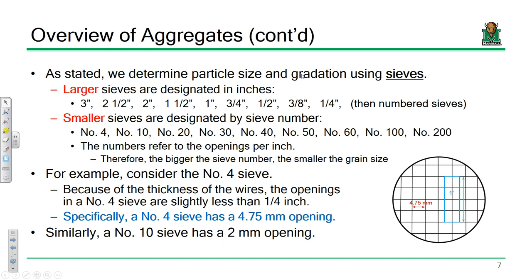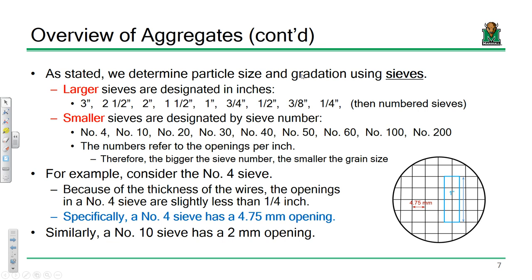I'm going to stop it here because I don't want to get too far into the world of aggregates. I want to stop after this, and I'm going to bring up some points on your homework. But like I said, the delimitation between what is a coarse aggregate and a fine aggregate is whether or not it passes through a given sieve.